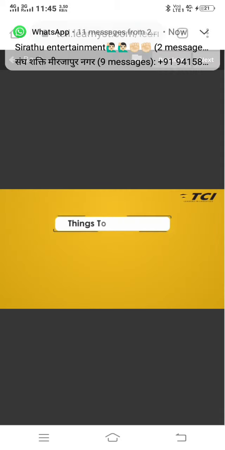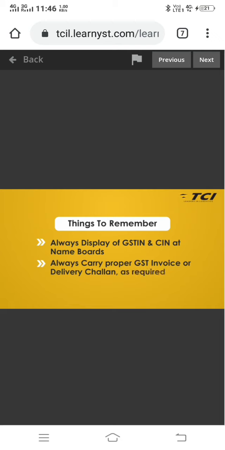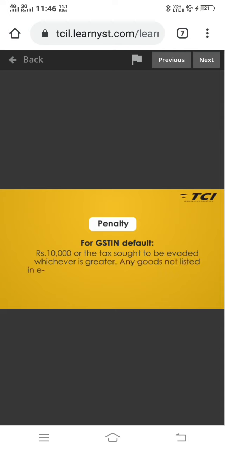Things to remember: display of name board of the company along with GSTIN and CIN is also a mandatory compliance for the performer. At the time of transportation, always carry proper GST invoice or delivery challan and e-way bill. For GST default, penalty is rupees 10,000 or the tax sought to be evaded, whichever is greater. Any goods that are absent in the e-way bill will be detained or seized.